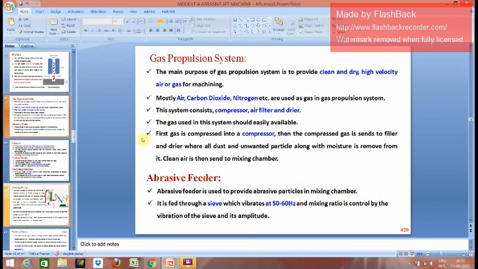It has to get mixed with the clean air which is coming from the gas propulsion system. The clean air is being provided from the gas propulsion system. Then this abrasive feeder has a very important role: it is providing the abrasive particles inside the mixing chamber in order to get them very properly mixed together with the clean air.